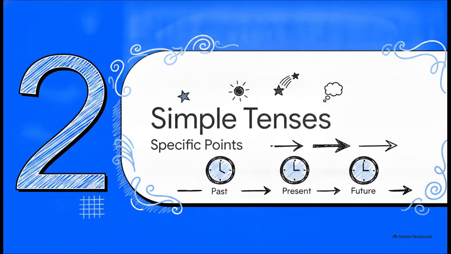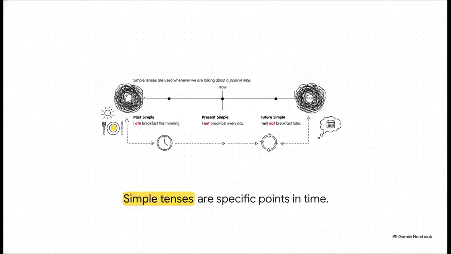Moving right along to section 2. Simple tenses. These are our specific points. Picture simple tenses as just solid single dots on our timeline. We use them for specific, completely isolated points in time. Let's walk across the map real quick. In the past simple, it's a completed dot. I ate breakfast this morning. In the present simple, it's a routine dot happening right now. I eat breakfast every day. And in the future simple, it's a dot that hasn't even happened yet. I will eat breakfast later. They are totally distinct, standalone points.